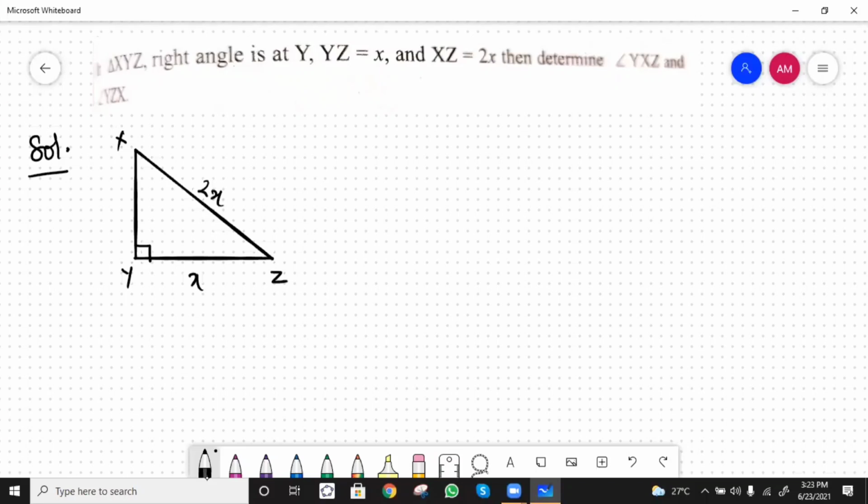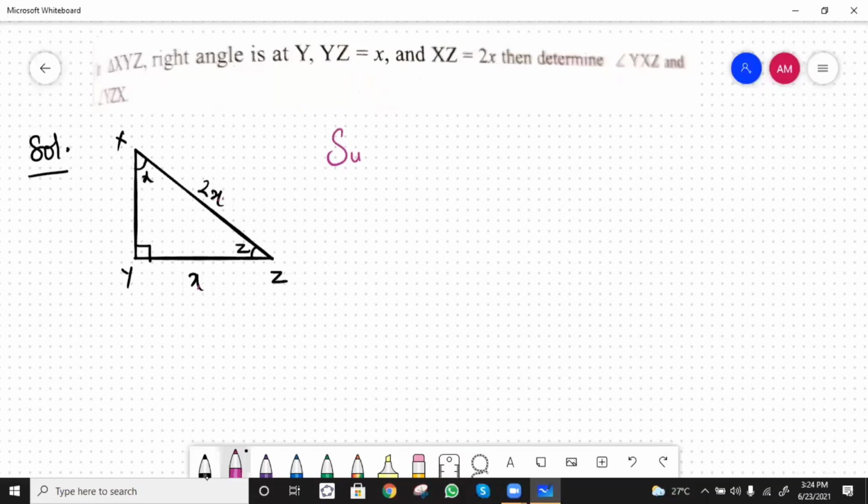Then they asked to find these angles. This is angle X, this is angle Z. In order to find X, we know the opposite side and we know the hypotenuse. Which trigonometric ratio do we use? Hear my question carefully. This is angle X. We know the opposite side, we know the hypotenuse. Which trigonometric ratio do we have to use?